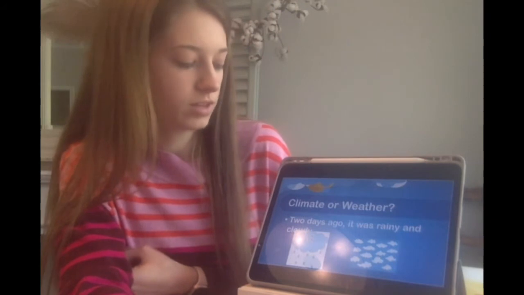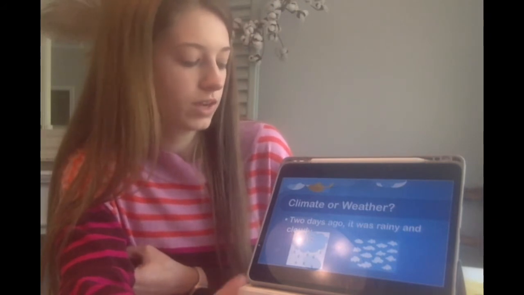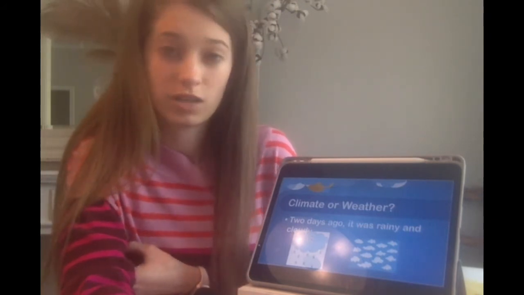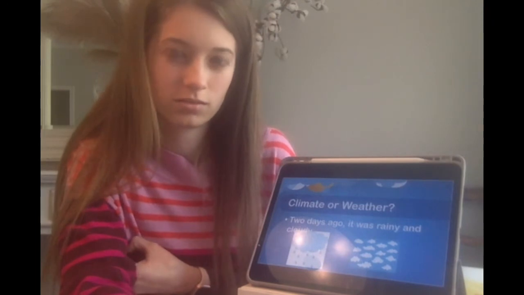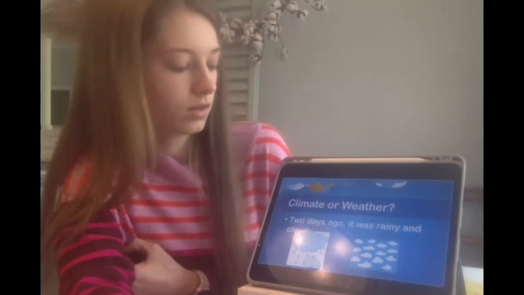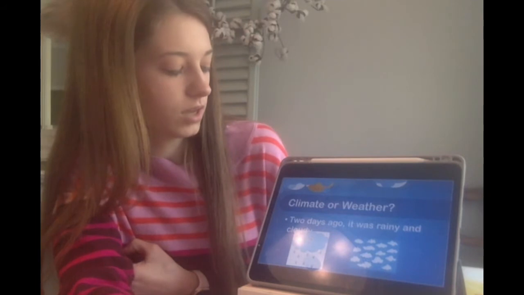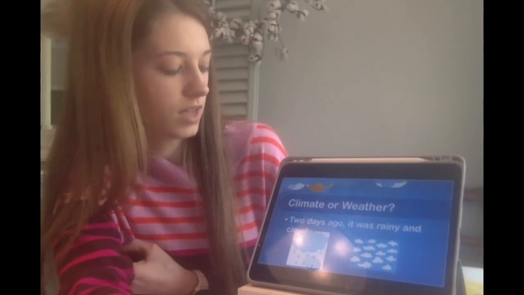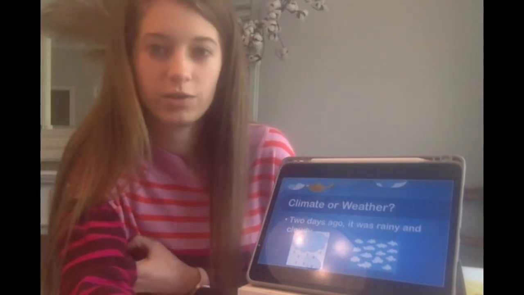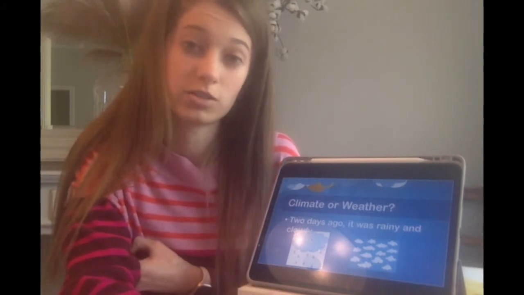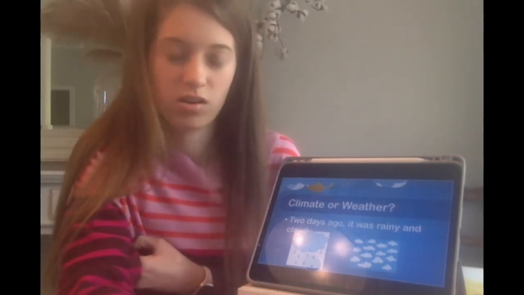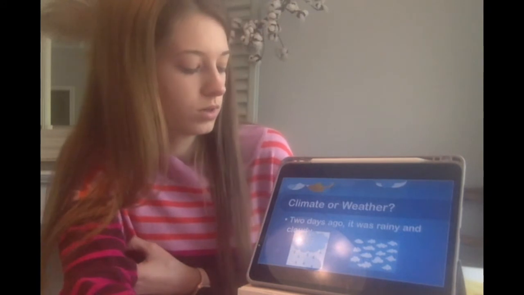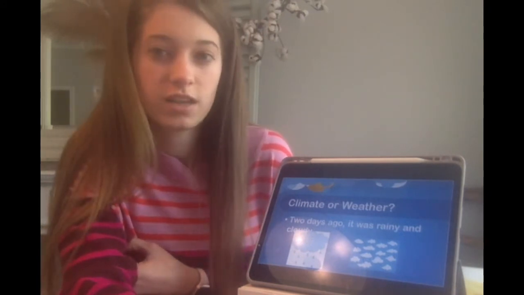Great job, it's a weather statement. What gave you clues that it was a weather statement, not a climate statement? Yes, it is a weather statement because it says 2 days ago. So that gave you a hint that it's talking about weather on a certain day and not over a long period of time. So we've gone over 3 statements.